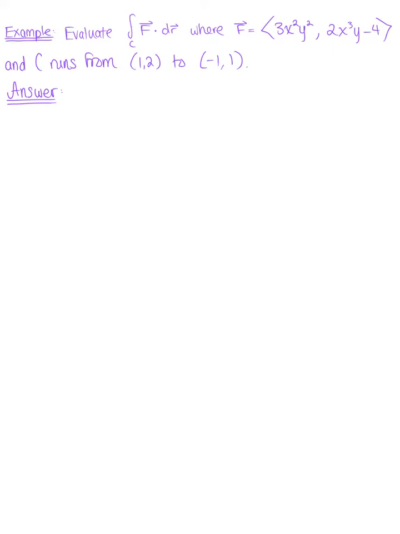Evaluate the vector line integral over C of the vector field dotted with the differential d vector r, where we have the vector field defined by the components 3x squared y squared and 2x cubed y minus 4, and C runs from the point (1, 2) to (-1, 1). So here is a little hint to help us get started.